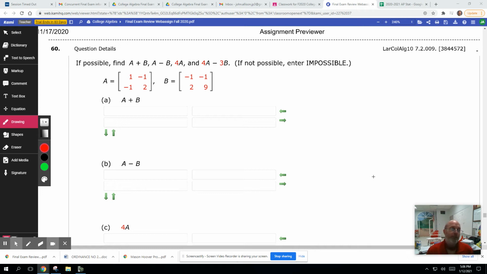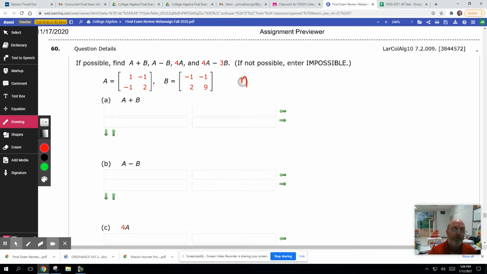This is the UALR Final Exam Review, problem number 60 for a college algebra class. We're asked to find A plus B, A minus B, 4A, and 4A minus 3B with the matrices A and B that we're given here. Recall that when we do A plus B, we just add corresponding entries.